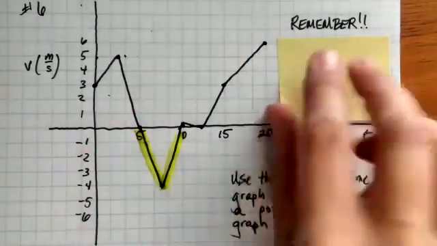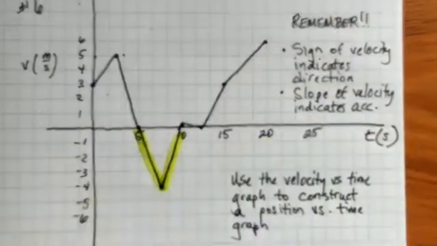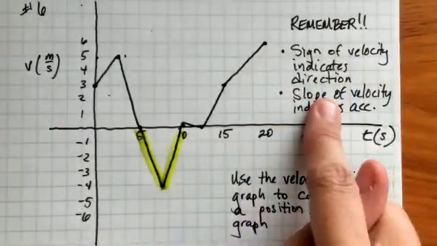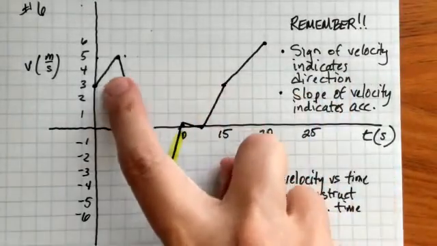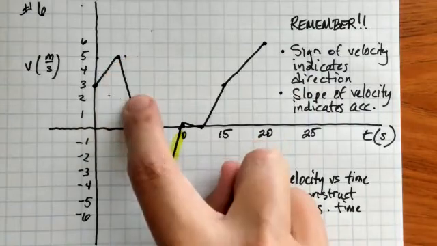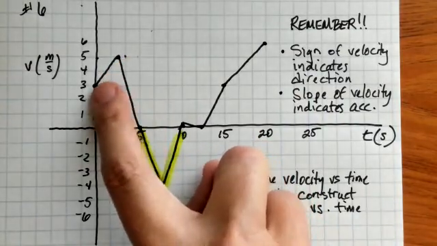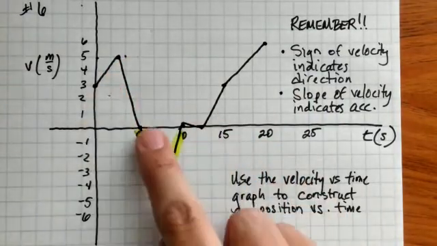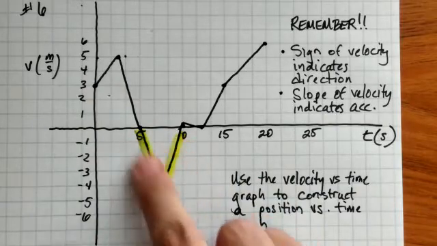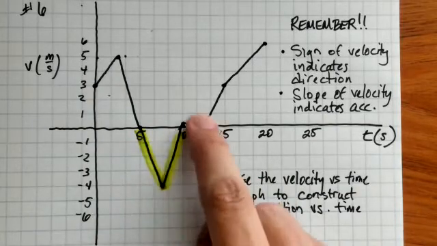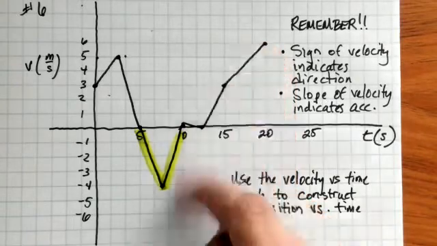So you need to remember that the sign of velocity indicates the direction. So if we said that this was moving to the east from wherever the initial starting point is, this would have changed directions, moved to the west. Then we'd be going east again.